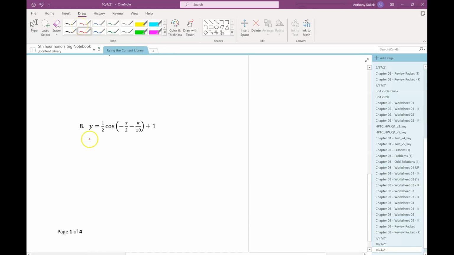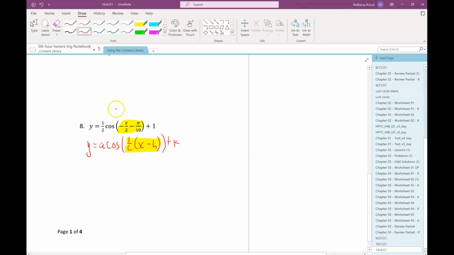So here we're asked to just describe some attributes for the function. Before I can do that, I need to identify the values for a, c, h, and k. So I'm going to start by writing it in this form. Notice that the inside of my cosine function is not the same as the general transformation.